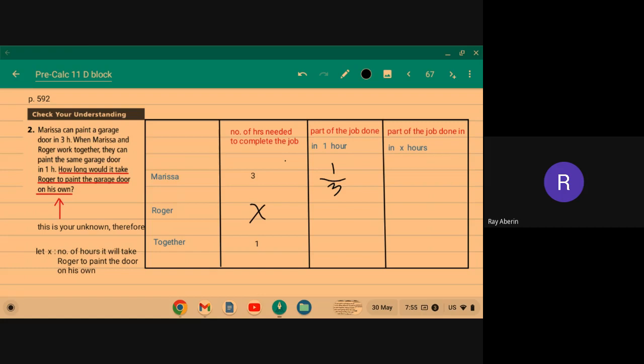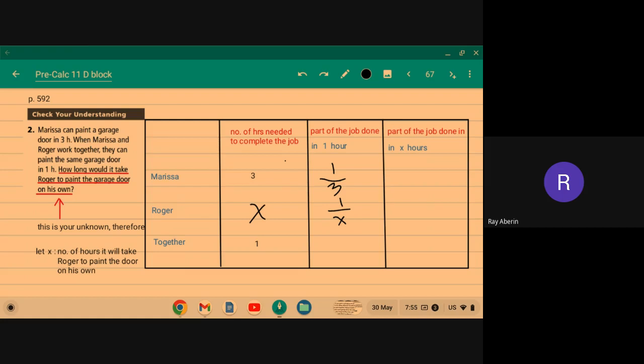What part of the job is completed by Roger in 1 hour? Well, sorry, it would be 1 over X, because we don't know how long it takes him to complete the job. But what we do know is in 1 hour, he will be able to do 1 over X of the job. Just like with this one. Why is it a third? Because it's 1 divided by 3. Therefore, this one would be 1 over X.